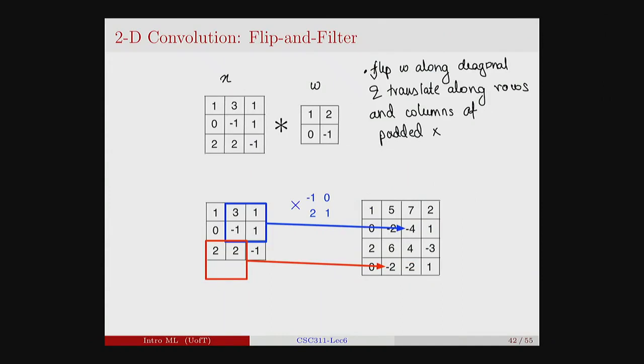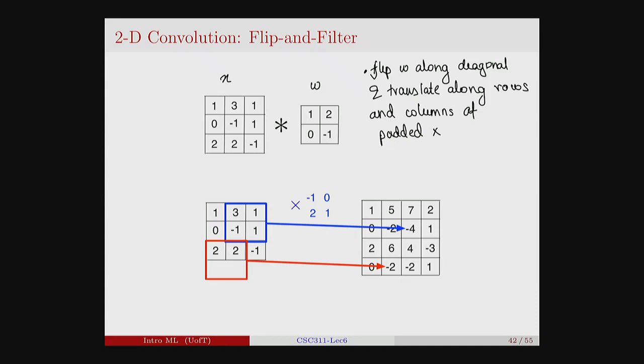It's a little easier to see in the case of the flip and filter method. In the flip and filter method, you take your W, your filter weights, and then you flip them along the diagonal. This is not a transpose operation. You're going to flip this matrix W along the diagonal, so you get minus 1, 1, 0, and 2. And you're going to scan W across this entire image. And now you can ask, how do you know what the output size is?